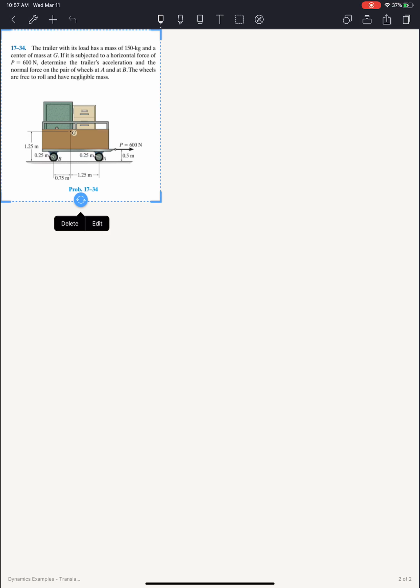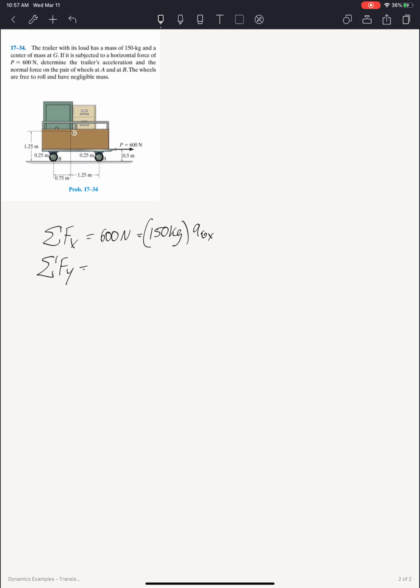And now I'm going to do the exact same thing. So sum of the forces in the x direction equals 600 newtons, and that's equal to 150 kilograms times the acceleration of g in the x direction. Sum of the forces in y, same thing, is equal to NA plus NB minus 150 kilograms times 9.81 meters per second squared equals the mass times the acceleration of point G in the y direction, but we know this is 0, so we don't really worry about it.